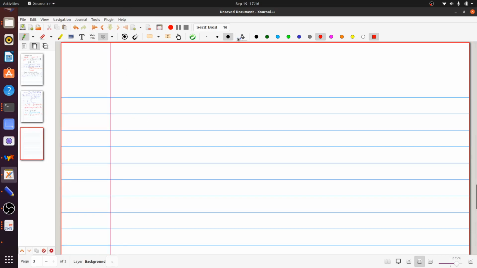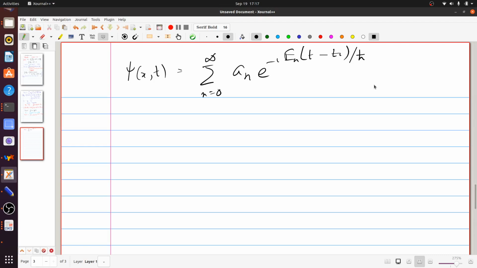So this is what we have. Psi(x, t) is simply a sum over all the states of an, times e to the minus i En (t minus ti) divided by h bar, times phi n(x). But now we know that the an's can be written down in terms of the original wave function. So we just use that.